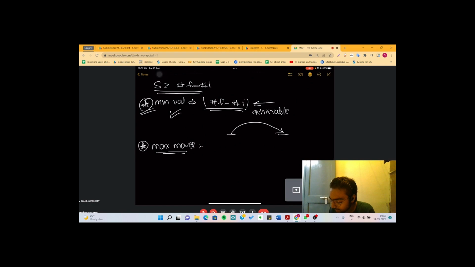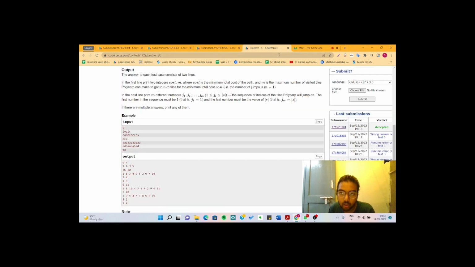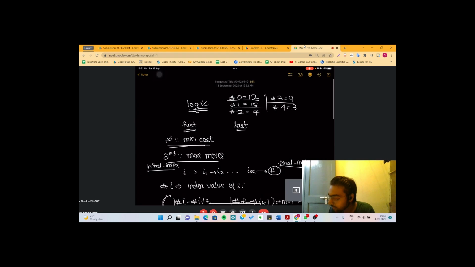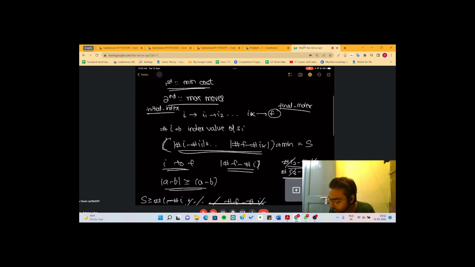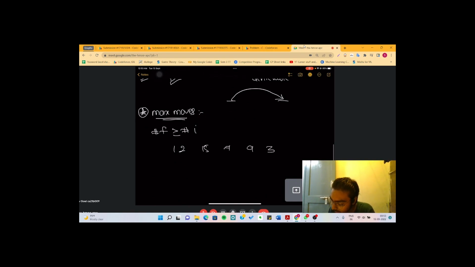Suppose your final index is greater than or equal to your initial index. Like in the case of logic, this works perfectly. So for logic, the sequence is 12, 15, 7, 9, 3. So the way you move is first you take 12, and you print out its index, so its index is 1.